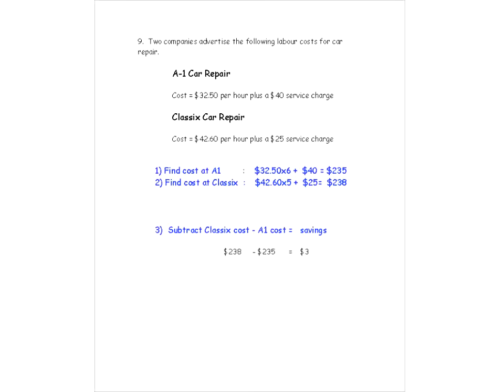So here's how we actually find the cost of A1. Again, we multiply the cost per hour times hour plus that $40. We get this amount. Same thing for Classics. Then we just subtract the larger amount minus the smaller, and we get the amount of savings. Okay? So that one's not too bad, eh?